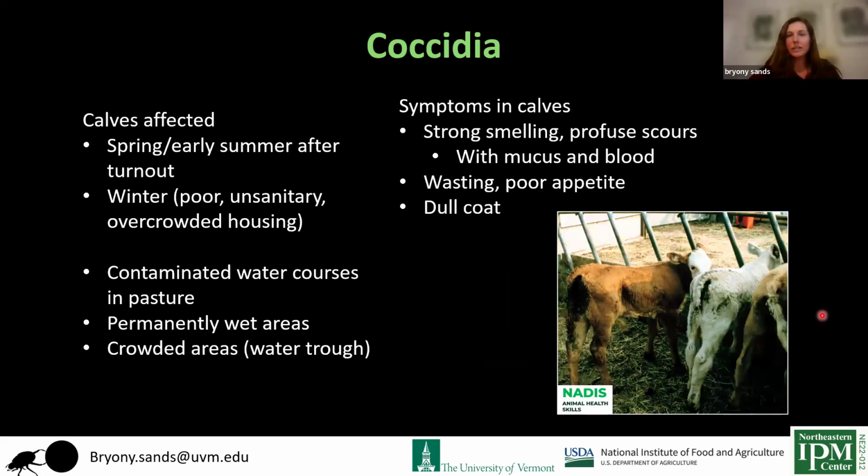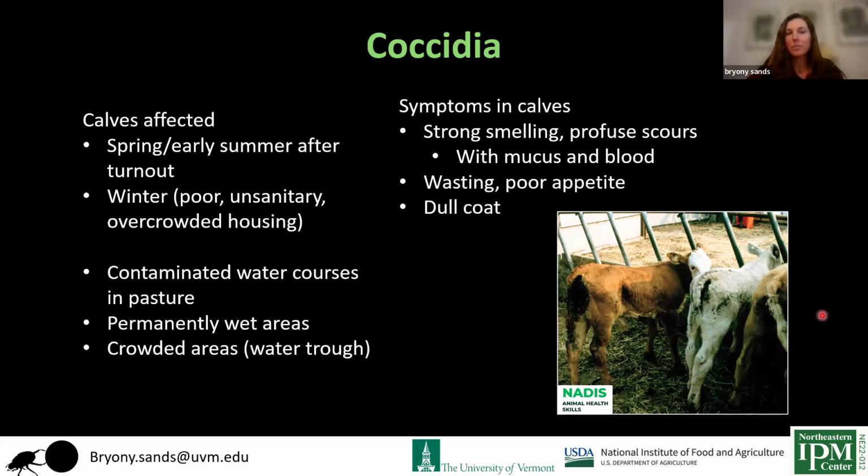This is mainly an issue in calves, so we see calves affected in the spring and early summer after they've first been turned out to pastures. But we also see this in the winter in overcrowded housing, or where there are calves in groups and there's lots of dung around. So this can happen at any time of the year, really.